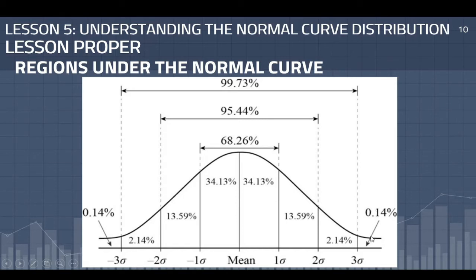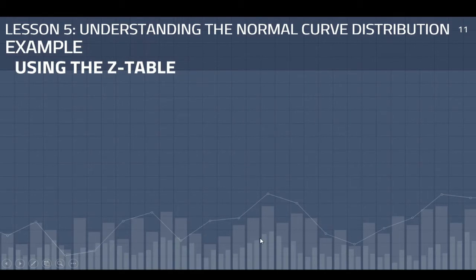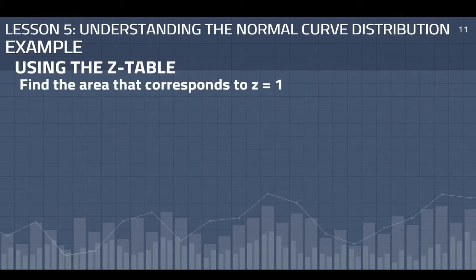Sir, bakit yung dulo 0.14? Actually, sa sobrang liit na mga values nito, mag-a-account lang siya sa 0.14. Pag in-add nyo lahat yan, ang total niya ay 100%. Kung ano yung nasa kaliwa, yun din sa kanan. Okay? Very good. Now, how to use the Z-table?